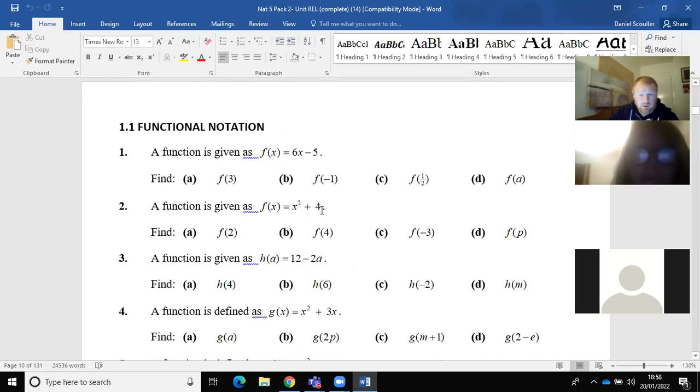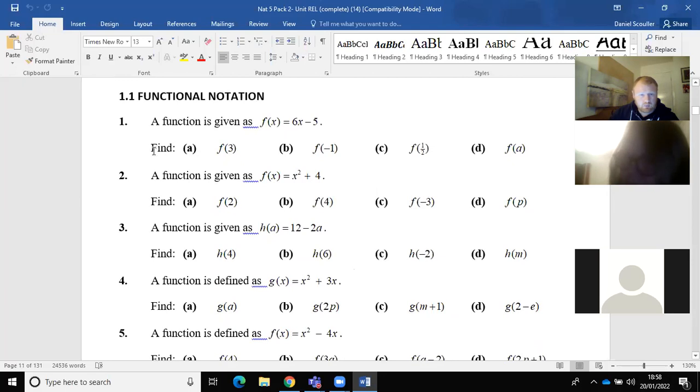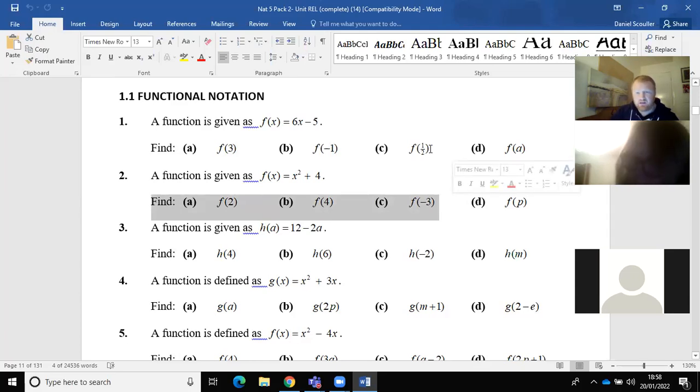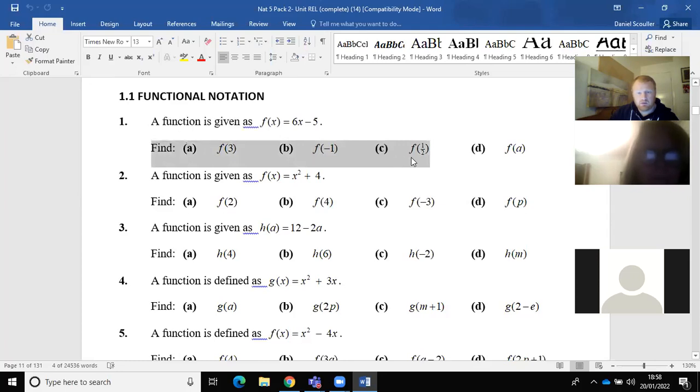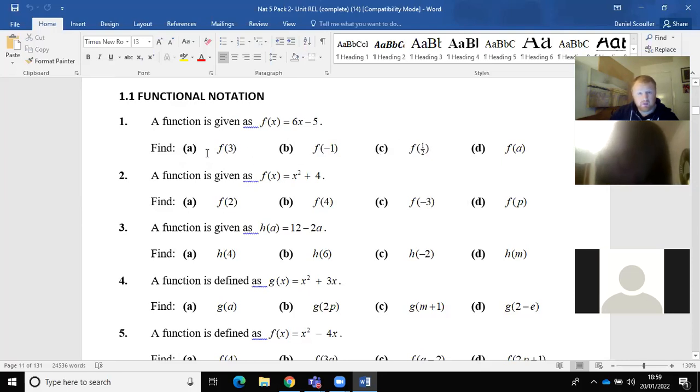If you have a go in the booklet, do question 1, A and B, and question 2, A, B, C. Try C in question 1 as well, actually. Just see if you can. It's not a trick question at all, it's just a wee tiny complication. So A, B, C in question 1 and 2.